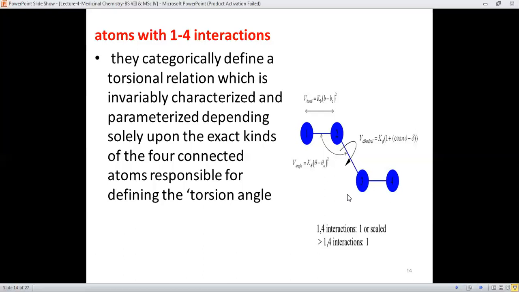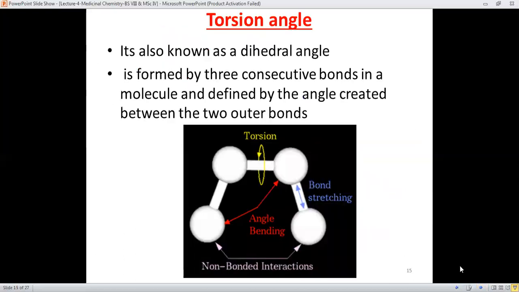and atoms which are connected with the 1,4 interaction, there must be the establishment of the torsional relation, and these connections are in such a way that the atoms must be responsible for defining the torsion angle. And how this torsion angle is determined, first you must know what the torsion angle is.